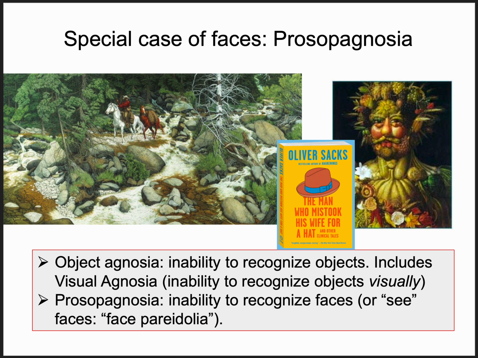Special case of faces: prosopagnosia. Oliver Sacks, The Man Who Mistook His Wife for a Hat and Other Clinical Tales. Best-selling author of Awakenings. Object agnosia: inability to recognize objects, includes visual agnosia, inability to recognize objects visually. Prosopagnosia: inability to recognize faces or see faces.